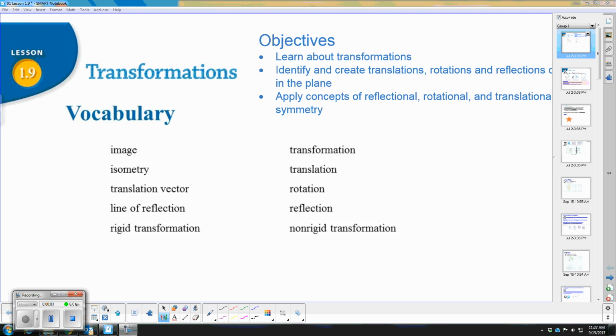Hi ladies, this is lesson 1.9 and this is about transformations. So you can see a few key vocab terms and we'll go over those in the lesson today.